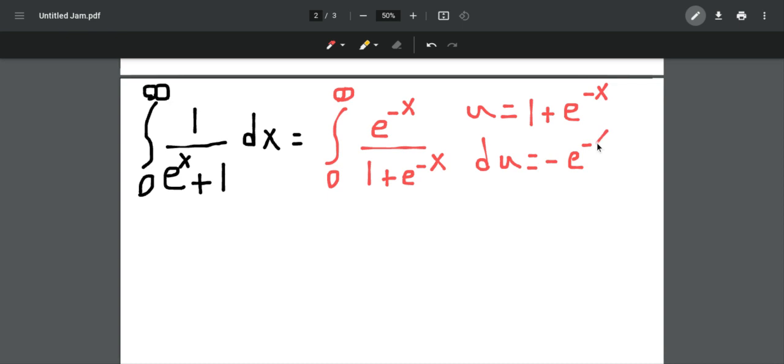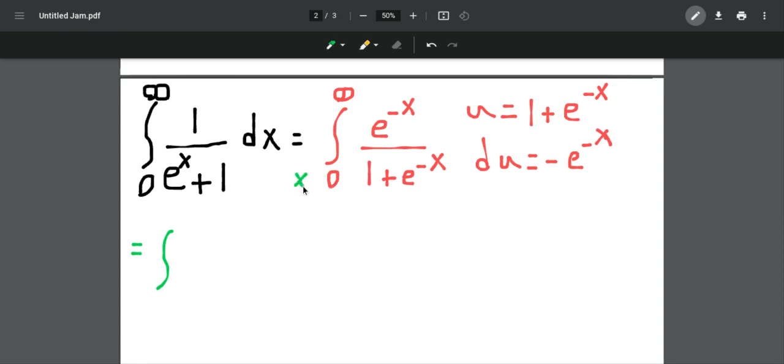And now we can see that e to the power of negative x is also included in the numerator of this integral. So there's some simplification when we turn this integral to the u variable. And when we simplify this integral, we will get the integral, but because this is a definite integral, we should also change the boundaries.